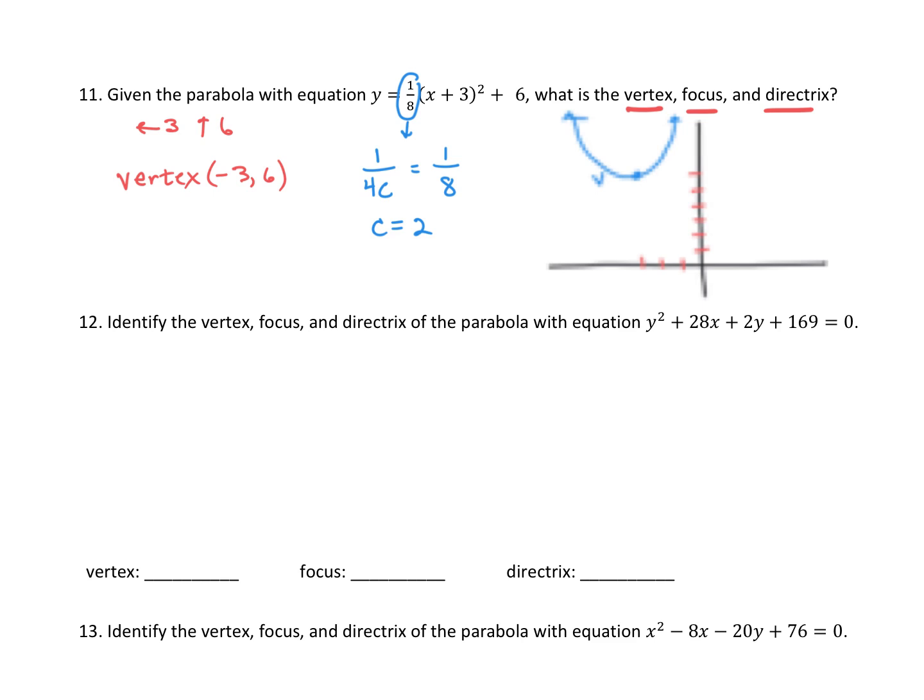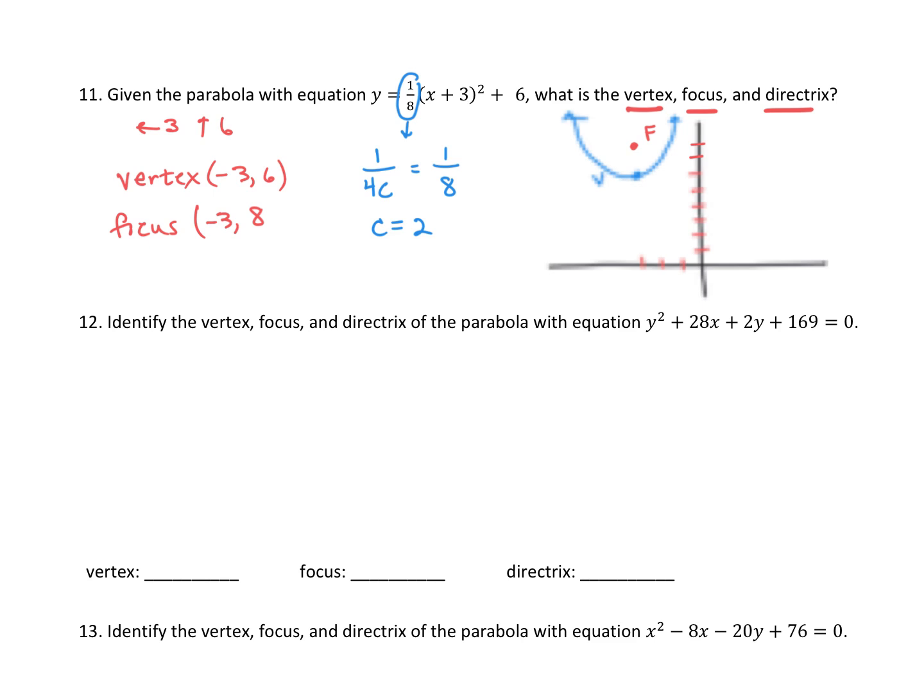So from the vertex, I'm going to go up 2 units and plot the focus. So there's the focus, that ordered pair. We still went to the left 3 like the vertex. We went up 6, but then we went up 2 more, so 7, 8. So the focus is at -3, 8.